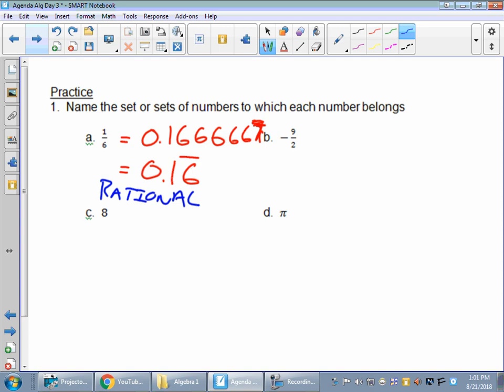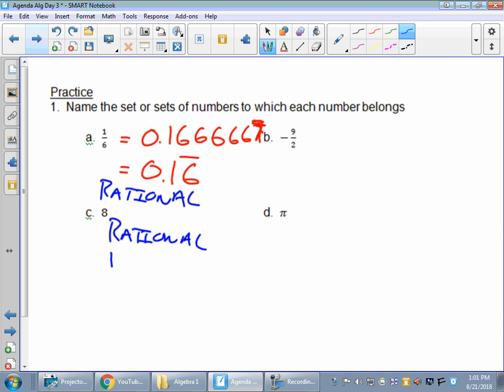Let's just go to letter C. I'm not going to do all the problems every time. We've got letter B and letter D, which you can do for your own practice, but I'm just going to go to letter C, and then you can move on from there. So we've got the number 8. What number sets would this be? It has a decimal that ends, so it's definitely a rational number. And then is it an integer?